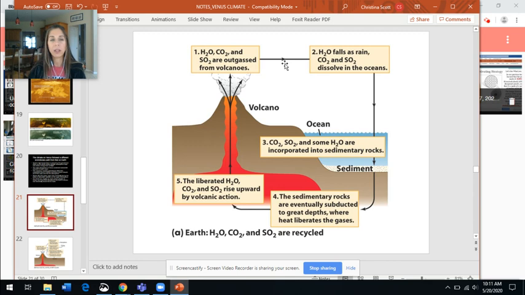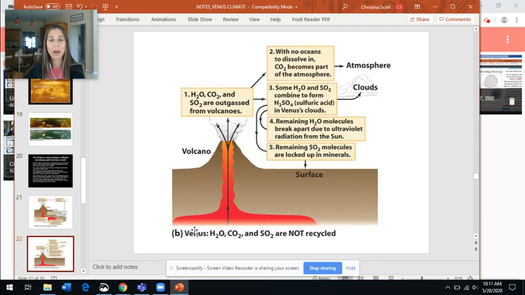So that cycle continues. Now, on Venus, however, there is not a recycling process whatsoever because everything is just hot. So what happens is you have no recycling. You have those gases going through a volcano, there's no water anymore to dissolve those gases. Therefore, the carbon dioxide just gets put right into the atmosphere. Some of the water vapor and sulfur dioxide, they'll combine to form sulfuric acid in those Venus clouds.